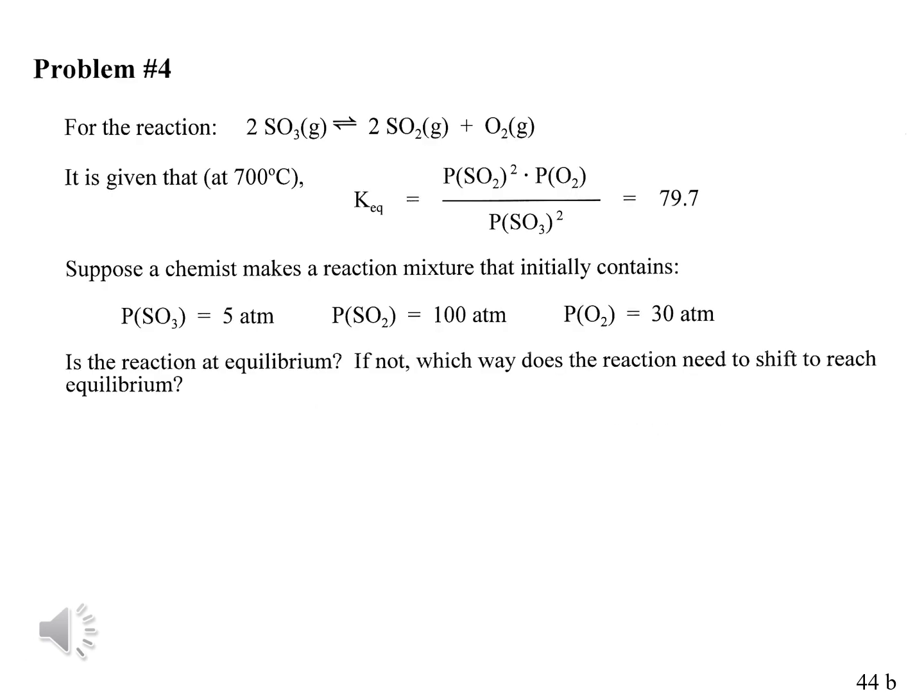This is a third kind of problem that we want to do. And in this problem, I'm not going to give you any of the substances at equilibrium. I'm going to give you the equilibrium constant. If you look at that equation at the top of this page, it's given that the equilibrium constant is 79.7.